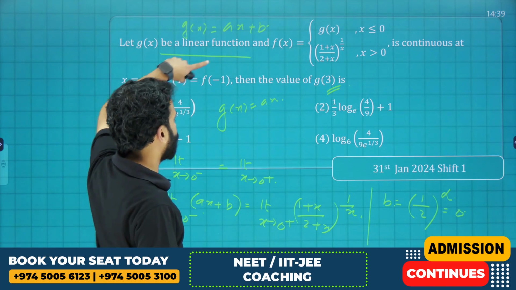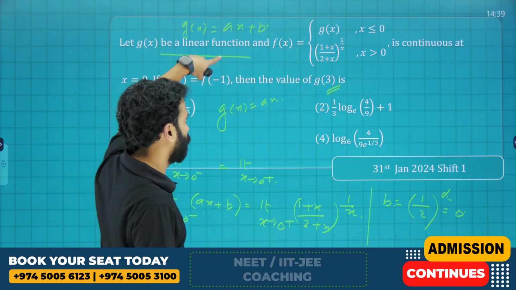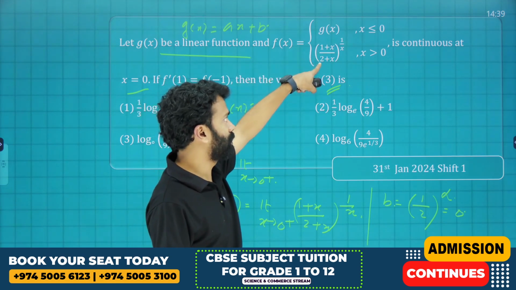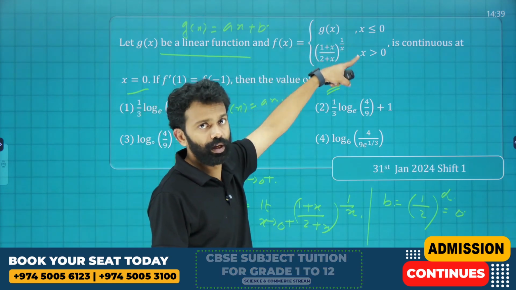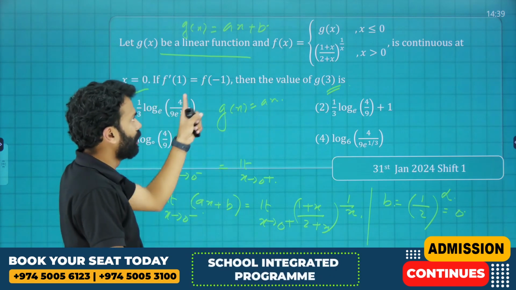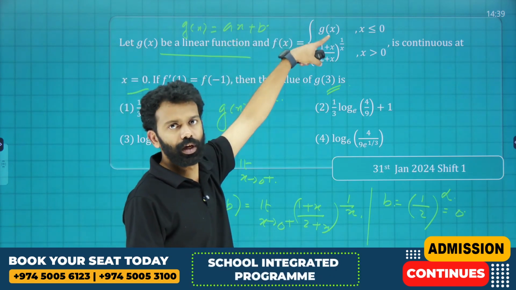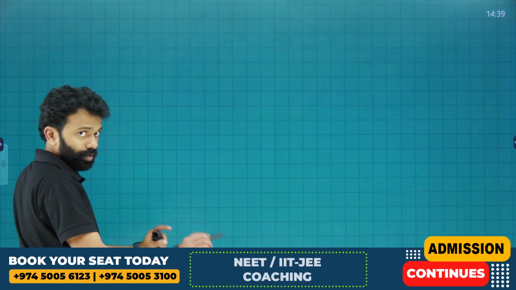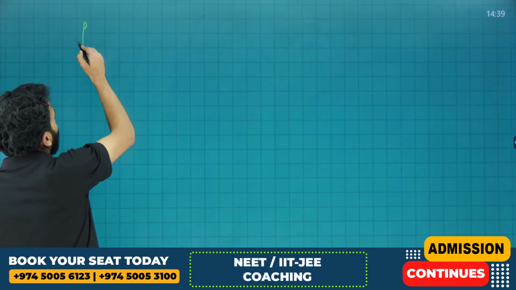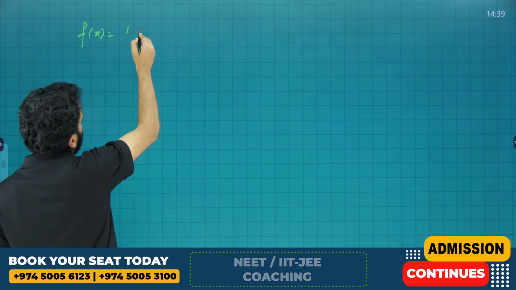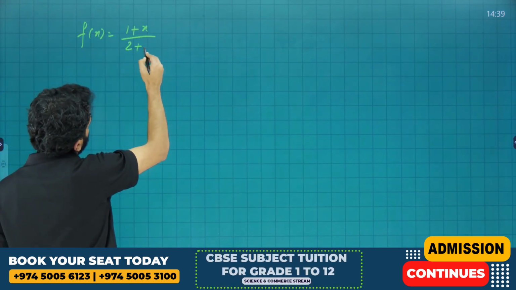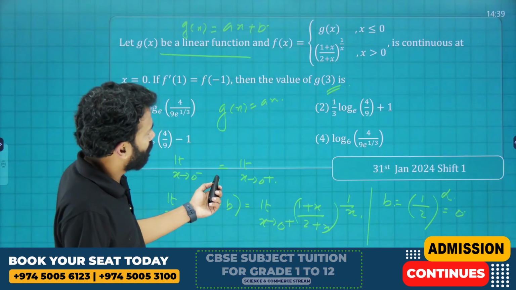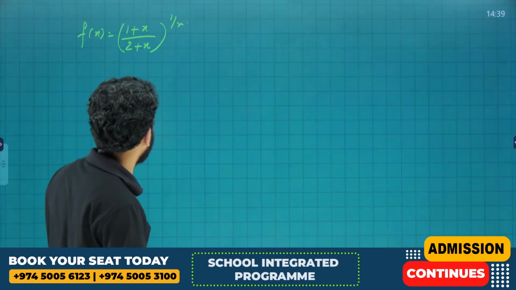Okay, then you need to formulate f dash of x and find f dash of 1. For x greater than 0, f of x is equal to (1 plus x by 2 plus x) the whole raised to 1 by x. So if you want to find f dash of 1, just differentiate this and substitute the value 1. Okay, that we can do. It's very easy, I think. That is, f of x is equal to (1 plus x divided by 2 plus x) the whole raised to 1 by x.